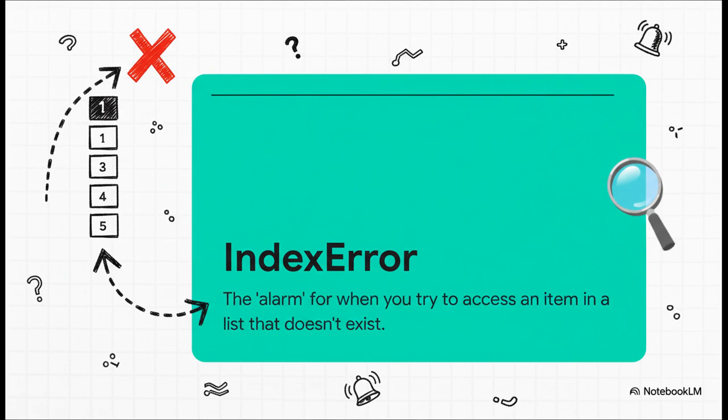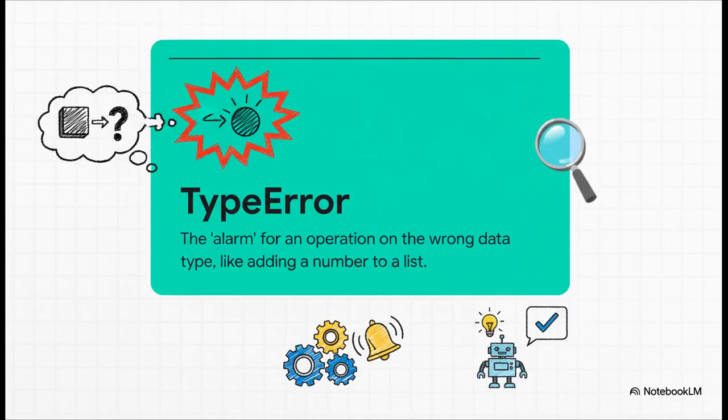The alarm for that is an index error. Again, very specific. And what if you try to do something that just doesn't make sense, like adding the number 5 to the word hello? Well, you'll get a type error. Each alarm has its own name and purpose, which lets the program respond in a really smart way.